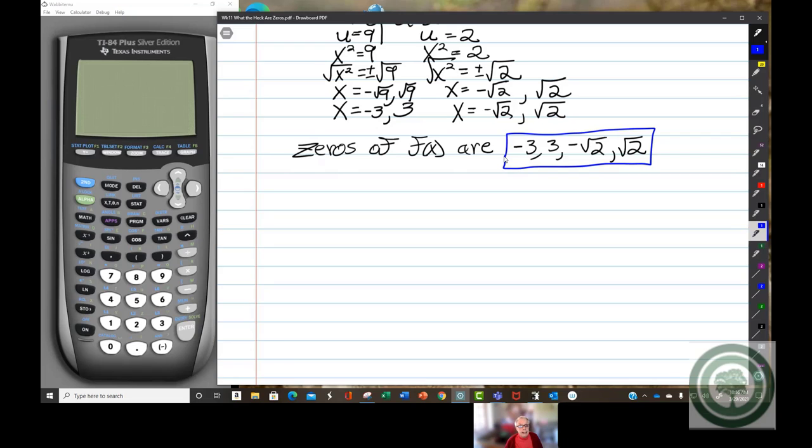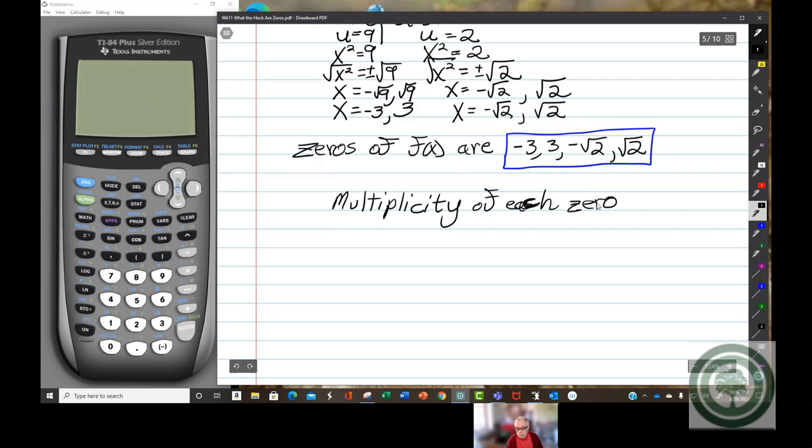In the second answer box, you're going to be asked about the multiplicity of each zero. And each one occurs once. You don't see two negative threes or two positive square roots of two. Each one of these occurs once. So the multiplicity is one. And that's what you'll put in your second answer box.